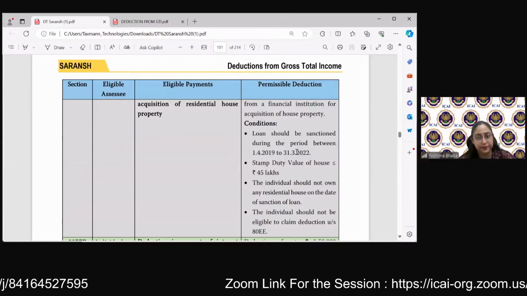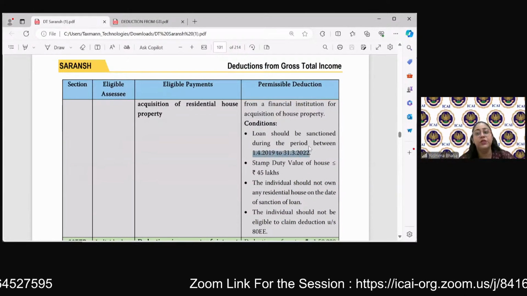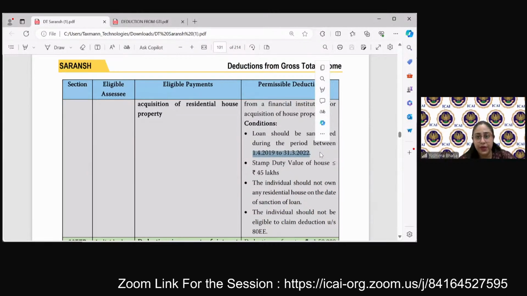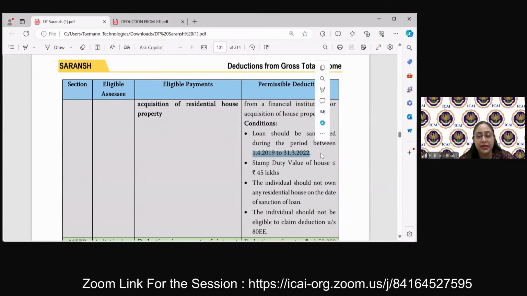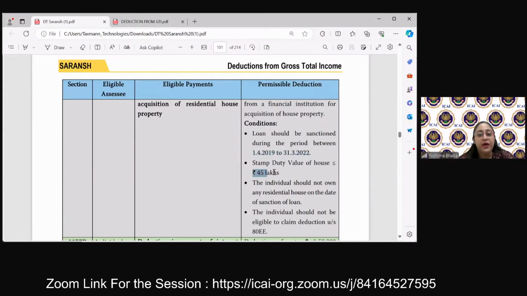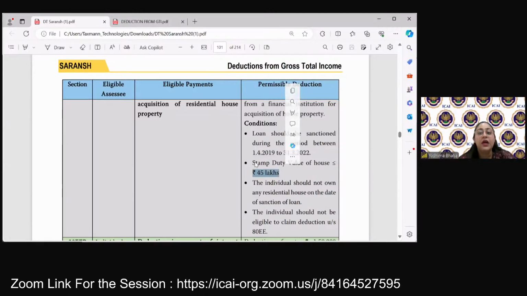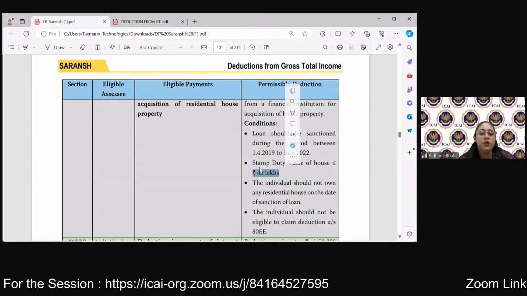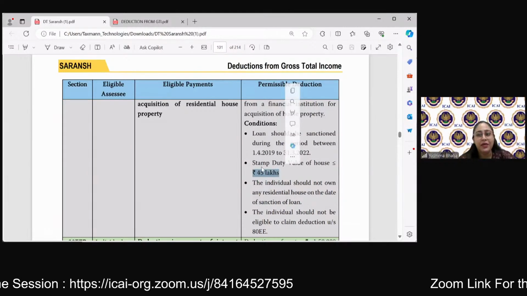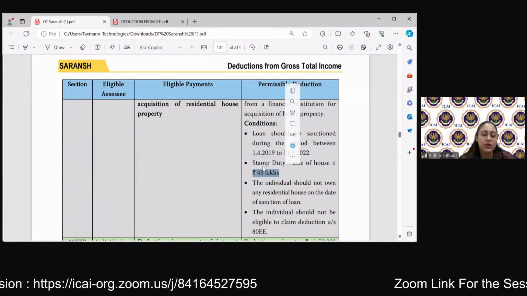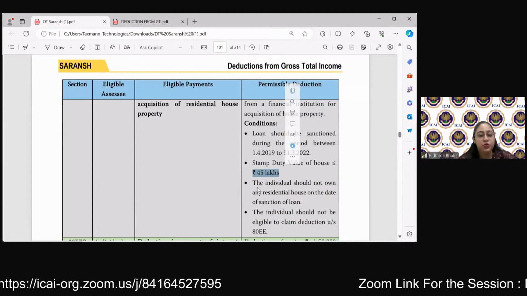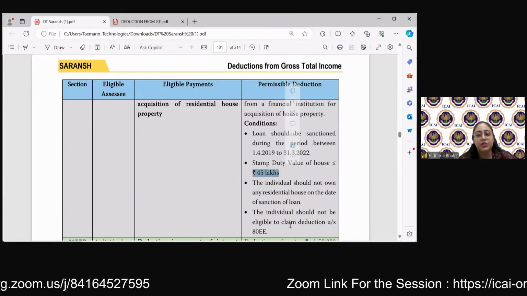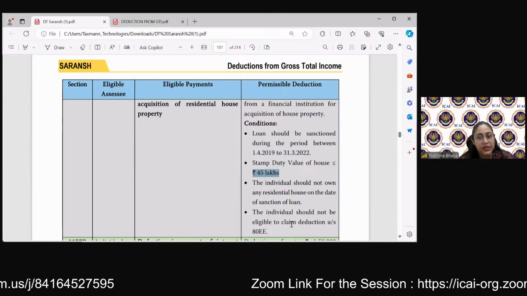Now, the conditions here are: the scheme was introduced for a longer period, April 2019 to 31st March 2022. If you are taking any loan and getting it sanctioned, the stamp duty value of the house was restricted to 45 lakhs. Earlier, 80EE does not talk about stamp duty value. They use the term house value. So it can be interpreted, but it is better to stay with the stamp duty terms. The individual should not have any other house, and the individual should not be eligible to claim deduction under 80EE. Simple.